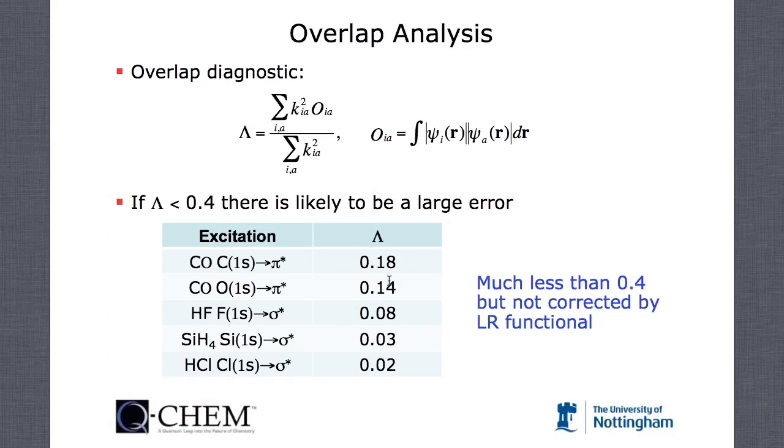So if we look at these numbers for core excitations, these numbers are much less than 0.4. So this is telling us that we wouldn't expect our GGA functional or hybrid functional B3LYP to give a good answer. The fact that this diagnostic is so low tells us that we'd expect some problems in using our standard GGA and hybrid functionals for these types of transition. Normally, if you're looking at valence transitions and you saw this type of value of lambda, you'd switch to using a long-range corrected functional, and that would hopefully fix things for you. But we've seen already that when it comes to these core excitations, using this long-range corrected functional has very little effect.